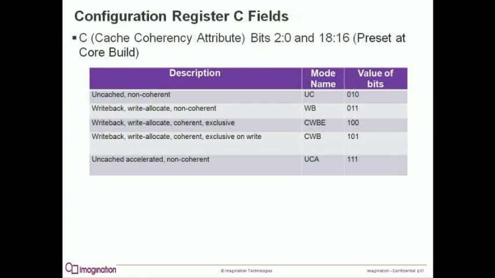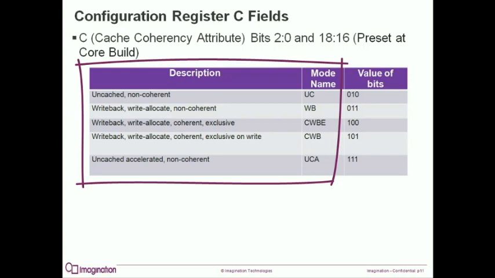The C field sets the cache coherency of the segment if its address mode is set to unmapped. The table shows the cache modes with their corresponding bit encodings.